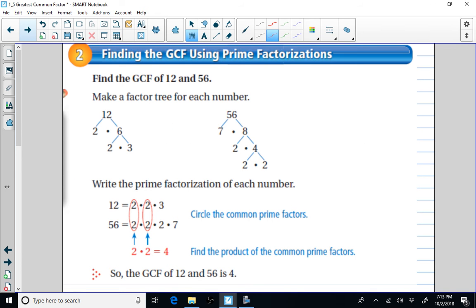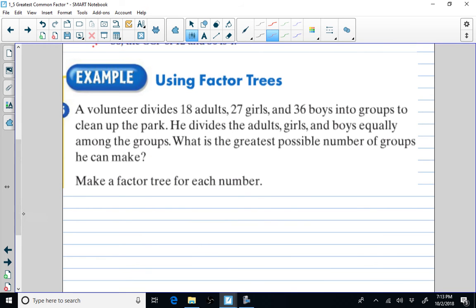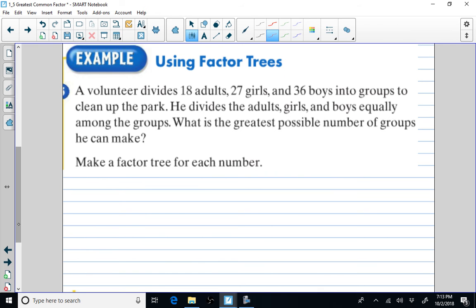All right, next page. We can also find the greatest common factor using the prime factorization of a number. We start by making factor trees, and then we write the prime factorization, and then from that prime factorization we can find the greatest common factor. How's that going to work? Well, let's start with 18 and 27. I first start with a factor tree for 18 and a factor tree for 27 if I'm looking for the greatest common factor.